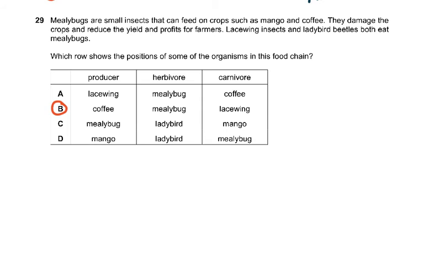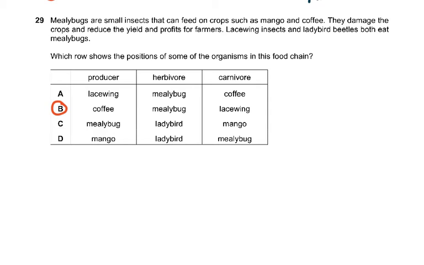Then coming on to the 29th question. Mealy bugs are small insects that can feed on crops such as mango and coffee. They damage the crops and reduce the yield and profits for farmers.